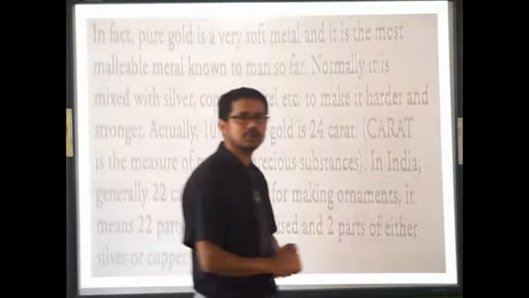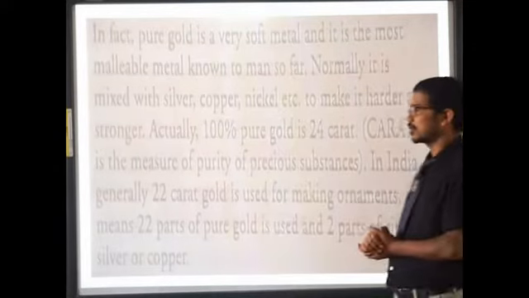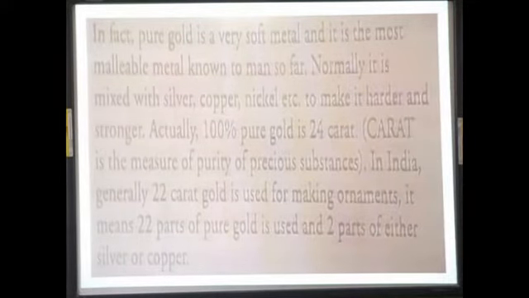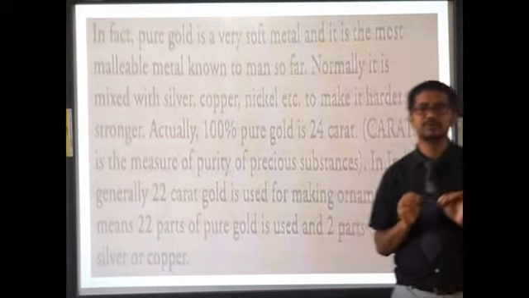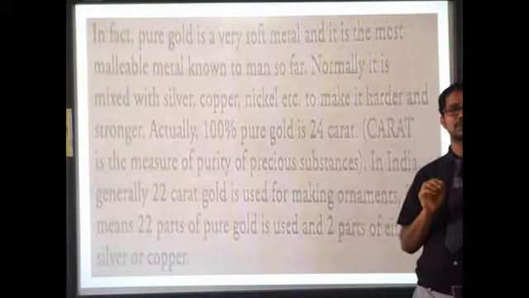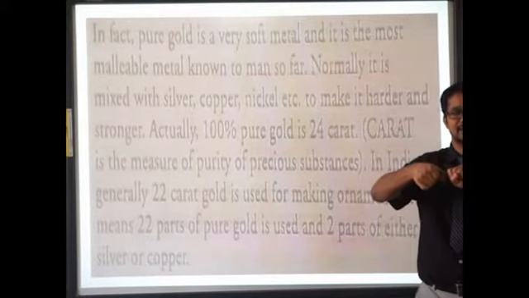Then, in fact, pure gold is a very soft metal. It cannot be used for making jewelry because it is very, very soft. 24 karat gold, that means 100% pure gold, is very soft. You can mold it like this.